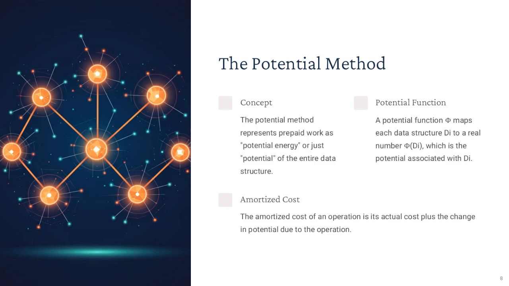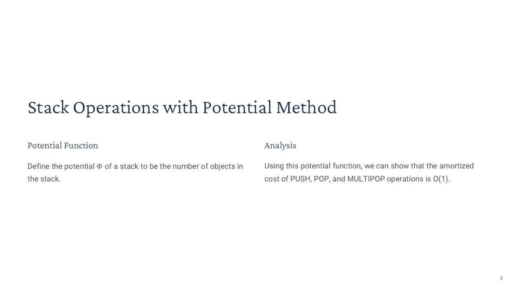This method offers flexibility in assigning costs and is particularly useful when the potential can represent the overall state of the data structure effectively. The potential method can be applied to stack operations to analyze their efficiency. For this, we define the potential function as the number of objects currently in the stack. The potential increases by 1 for every push operation, decreases by 1 for every pop or multi-pop operation, and starts at 0 for an empty stack.